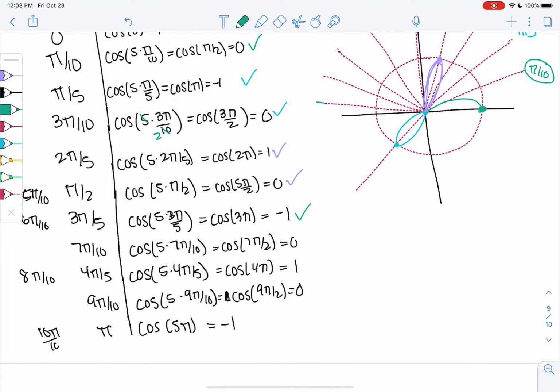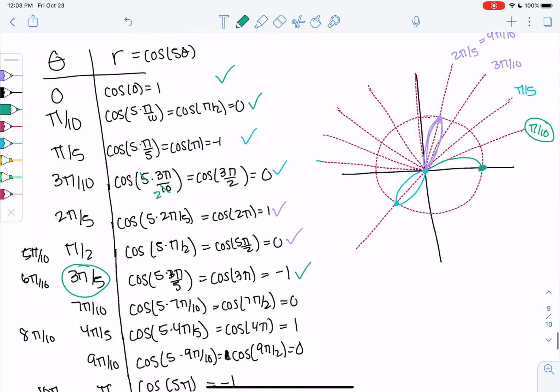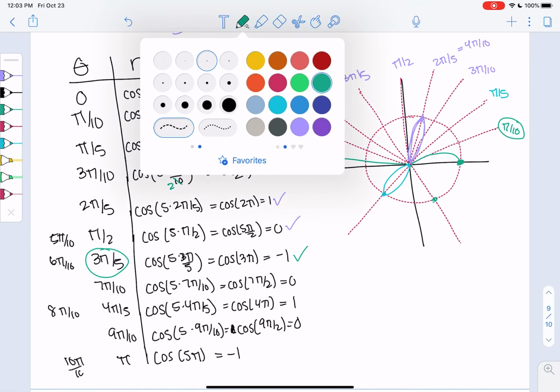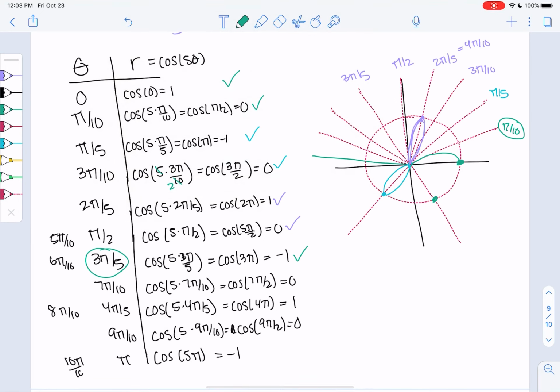So now, for 3 pi over 5, so this is pi over 2, 3 pi over 5. We're going to go to -1, so we'll again reflect to the opposite side. And it'll, again, make a petal. And then it's going to come back. The 0 is what's telling us it's coming back.